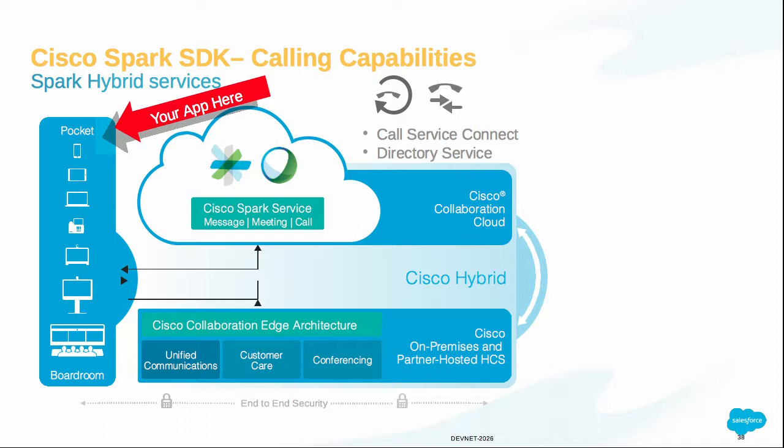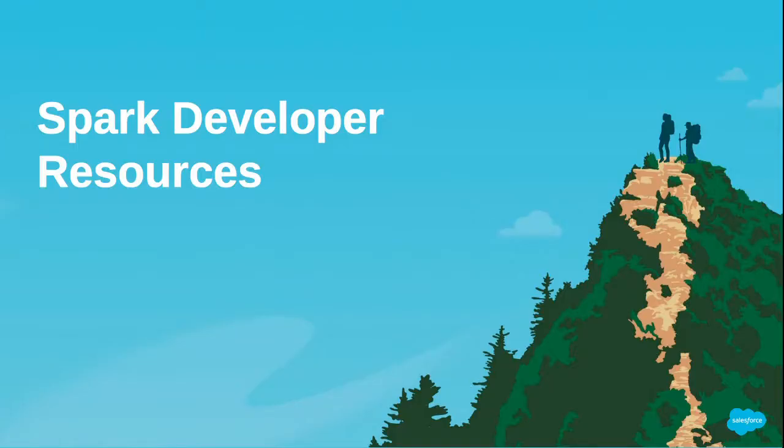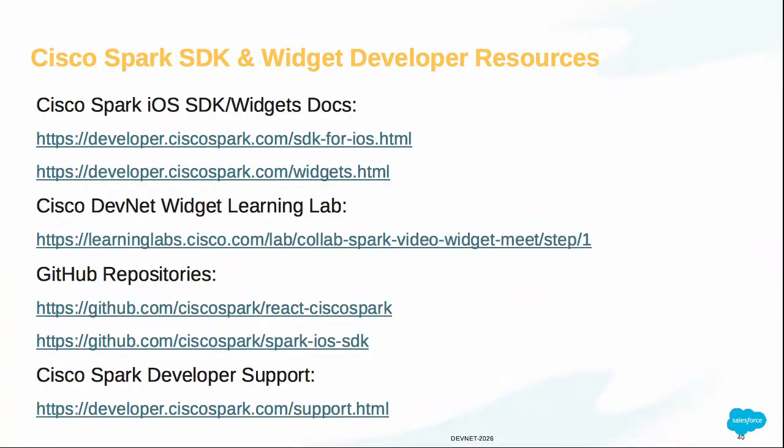So just a picture of how that works. The Cisco Spark Cloud connects to these clients. With the Cisco hybrid connector technology, you can connect the collaboration cloud with your on-premise Cisco telephony equipment. That can be connected to internet SIP providers or the PSTN via voice gateways. All kinds of options there, right?